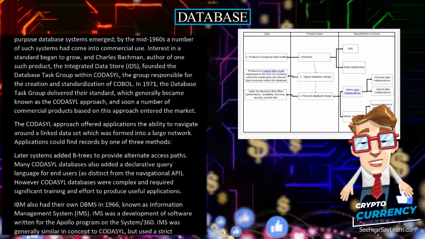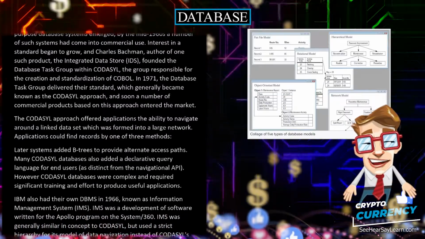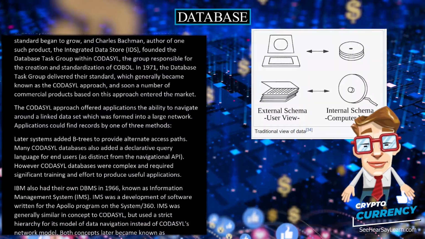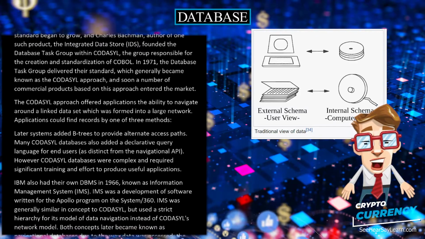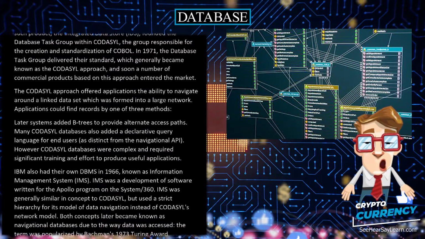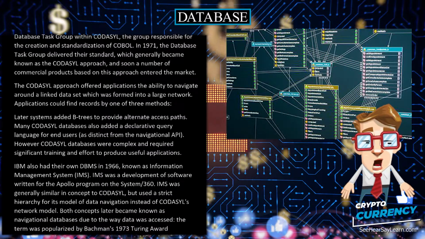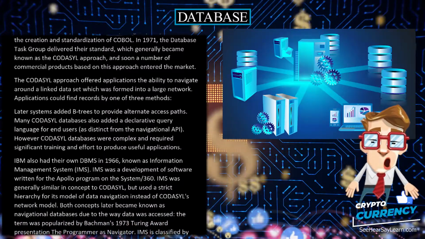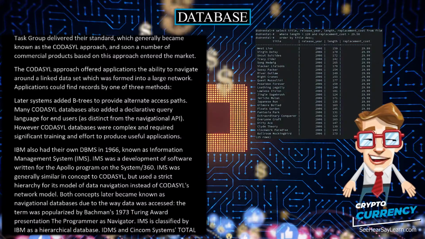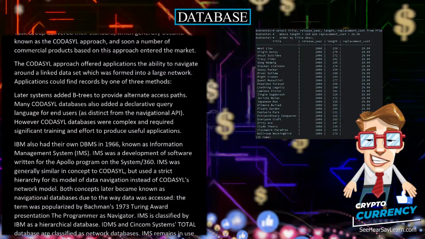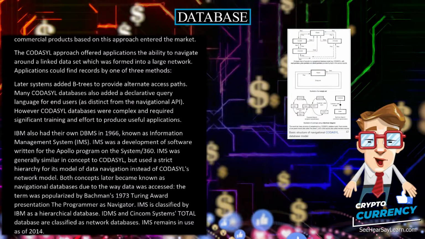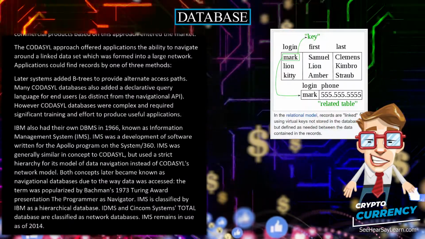The CODASYL approach offered applications the ability to navigate around a linked dataset which was formed into a large network. Applications could find records by one of three methods. Later systems added B-trees to provide alternate access paths. Many CODASYL databases also added a declarative query language for end users, as distinct from the navigational API. However, CODASYL databases were complex and required significant training and effort to produce useful applications.